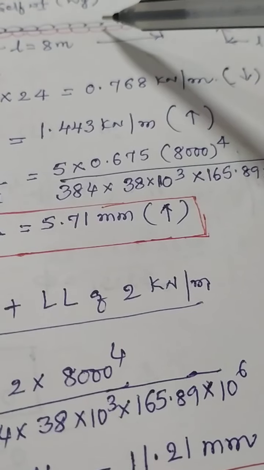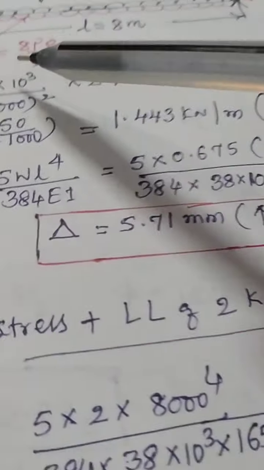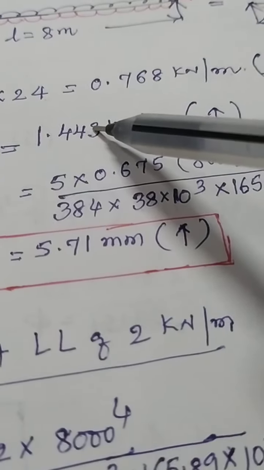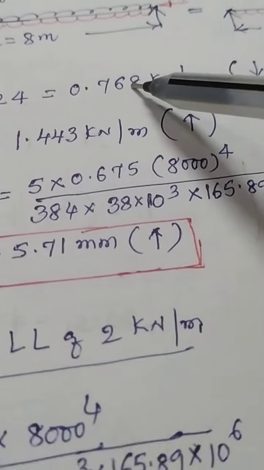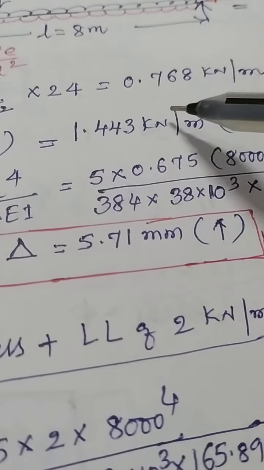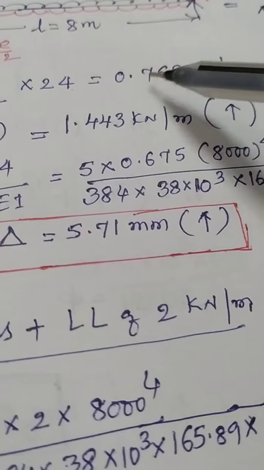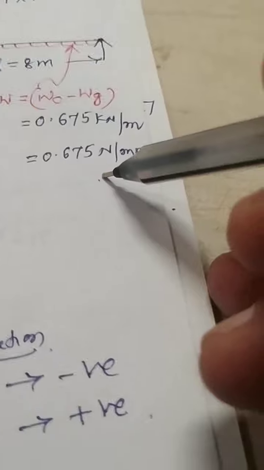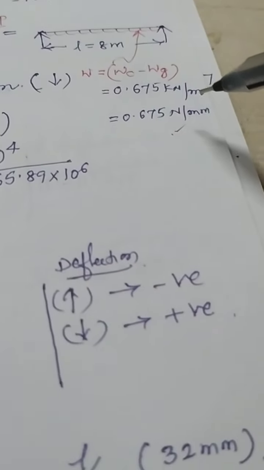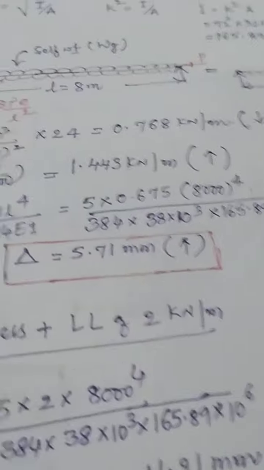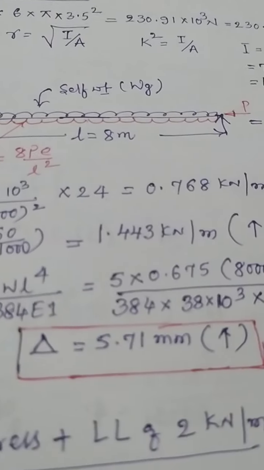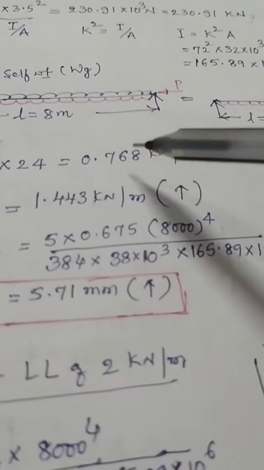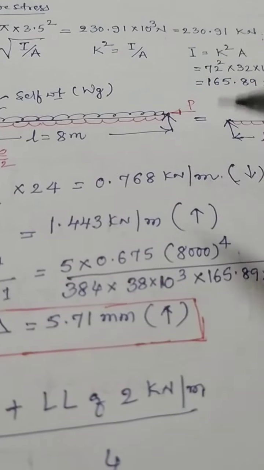This is downward and this is upward. Upward is more. Upward WC is 1.433. Downward is 0.768. If you calculate the net UDL, this minus this, you will get 0.675 Newton per mm, or kilonewton per meter. That means I converted two UDLs into a single UDL. If long-term deflection is going to be calculated, then you calculate dead weight deflection separately and WC separately.